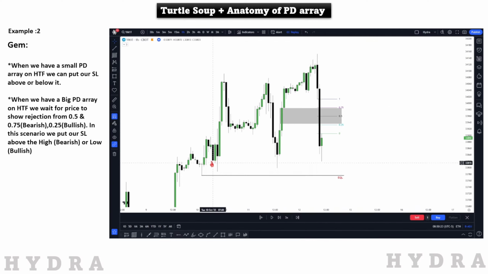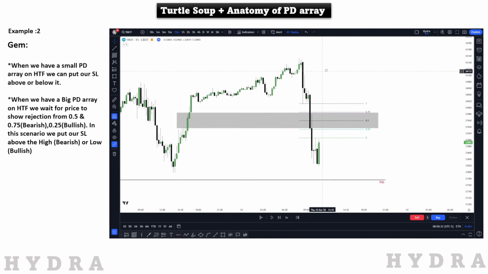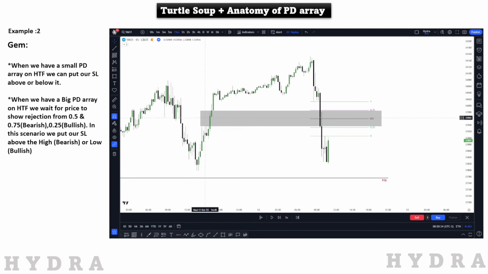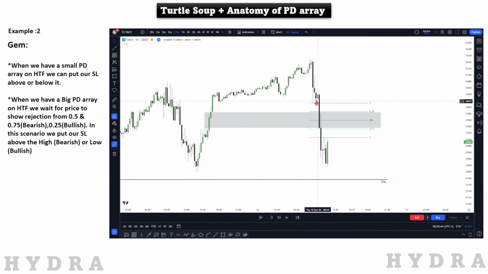Okay, so we already identified the strong sell side liquidity. We know the trend is bearish. We applied the anatomy of PDRA. Now let's go to lower time frames and build our confluence. Okay, so as you guys can see, this PPR, okay, I'm putting it here, and this PPR on lower time frame will give us more confluence when price is trading inside it. On 50-minute chart, we can also see another fair value gap right here.